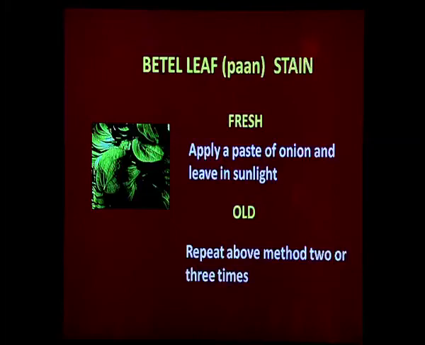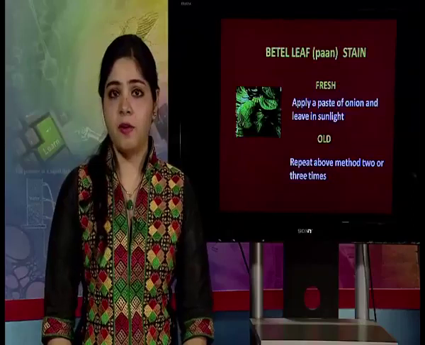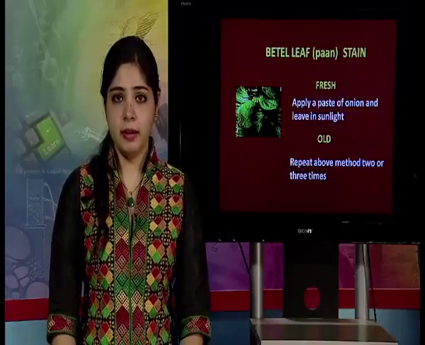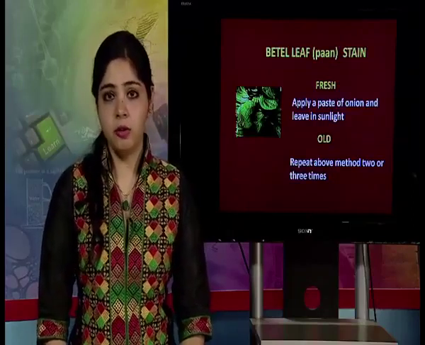For all the fabrics, natural and synthetic, you need to use this procedure. Apply a paste of onion and leave it in the sunlight. If the stain is old, repeat the above method twice or thrice. Means you need to apply a paste of onion and leave it in the sunlight. Sunlight acts as a natural bleach to the fabric.